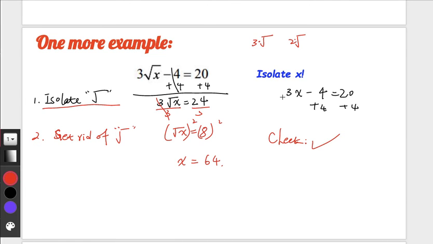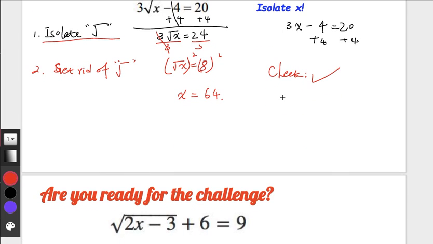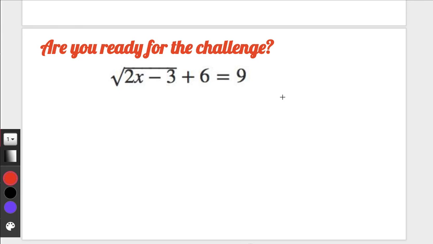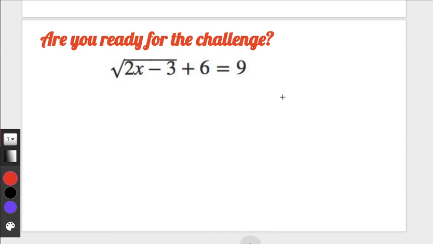Before we finish this one, I want to show this challenge question to you. However, I'm not going to show the answer here. Your job is to think about this equation and solve it on your own. I look forward to seeing your answer soon. Think about this: what will you do to solve this equation?